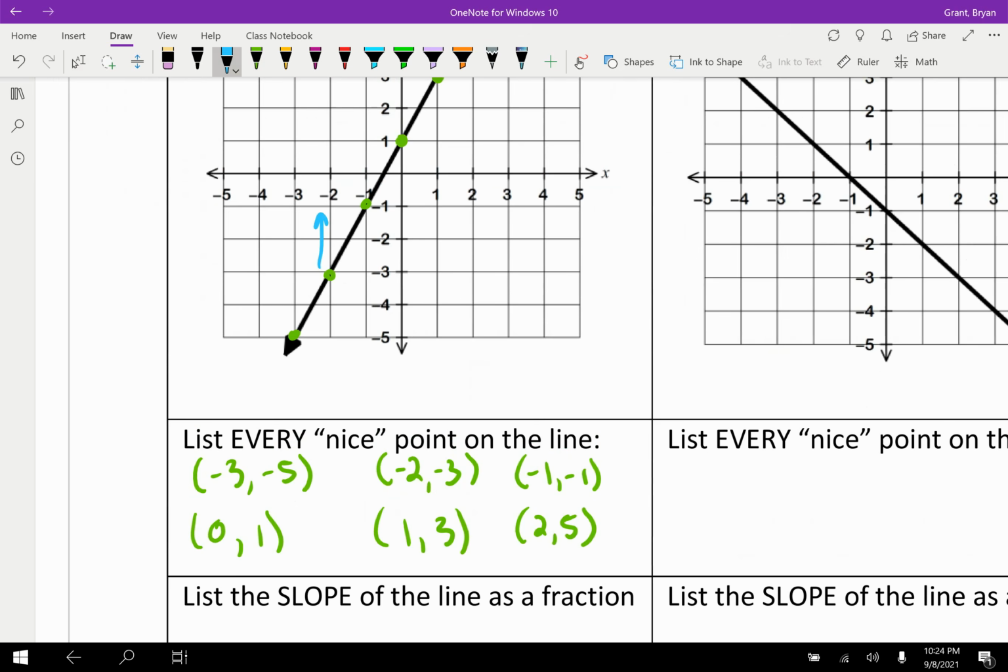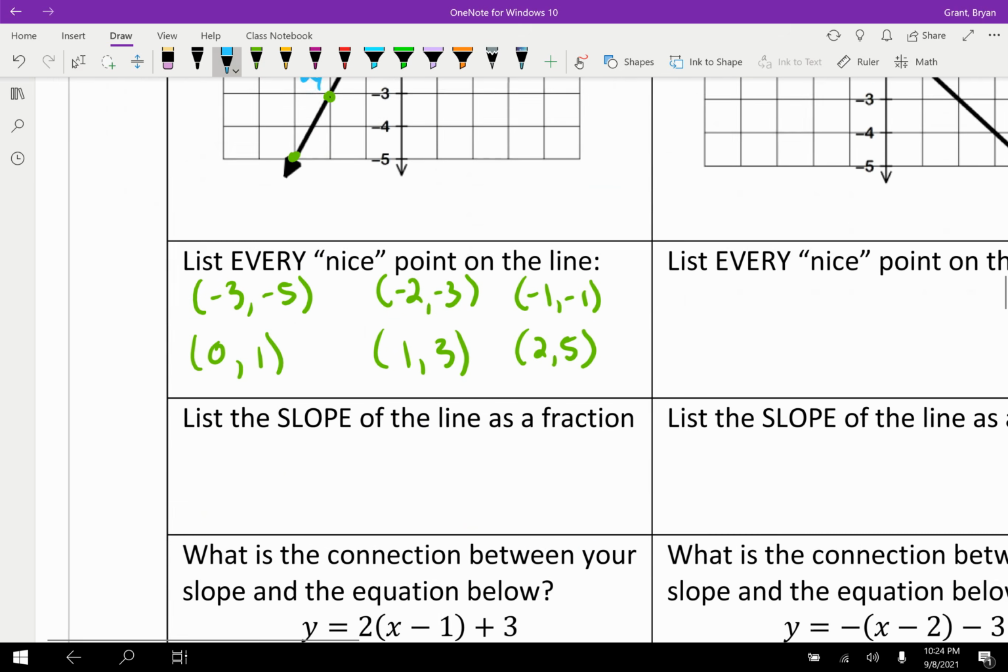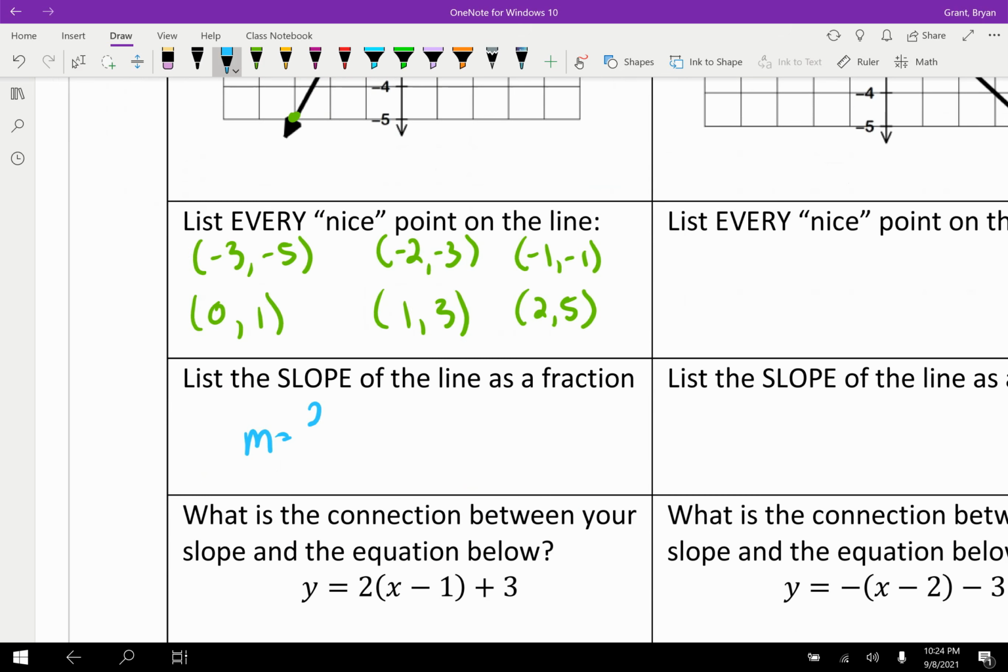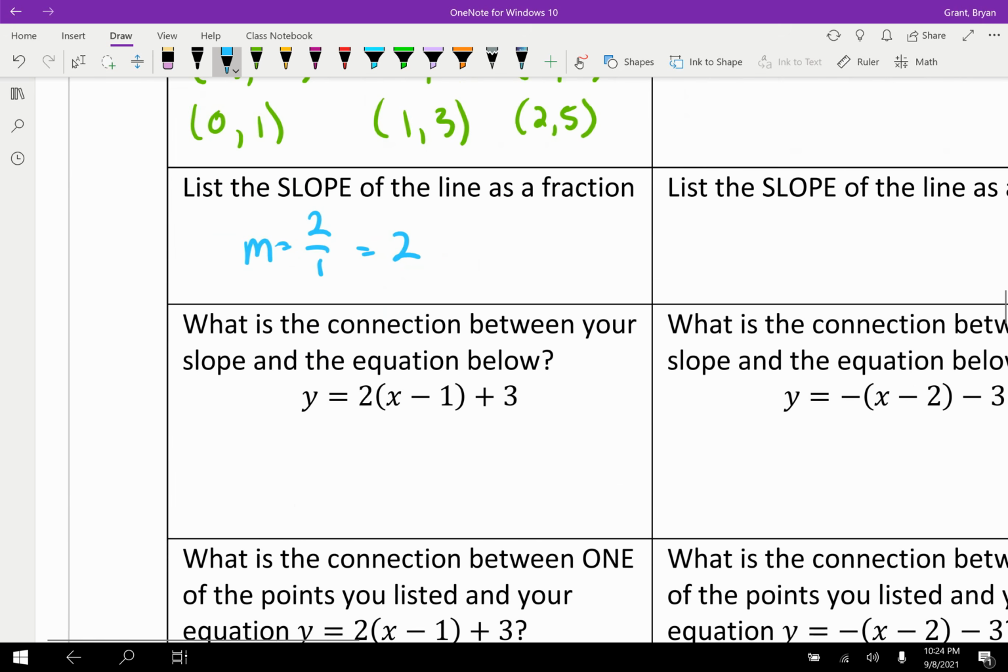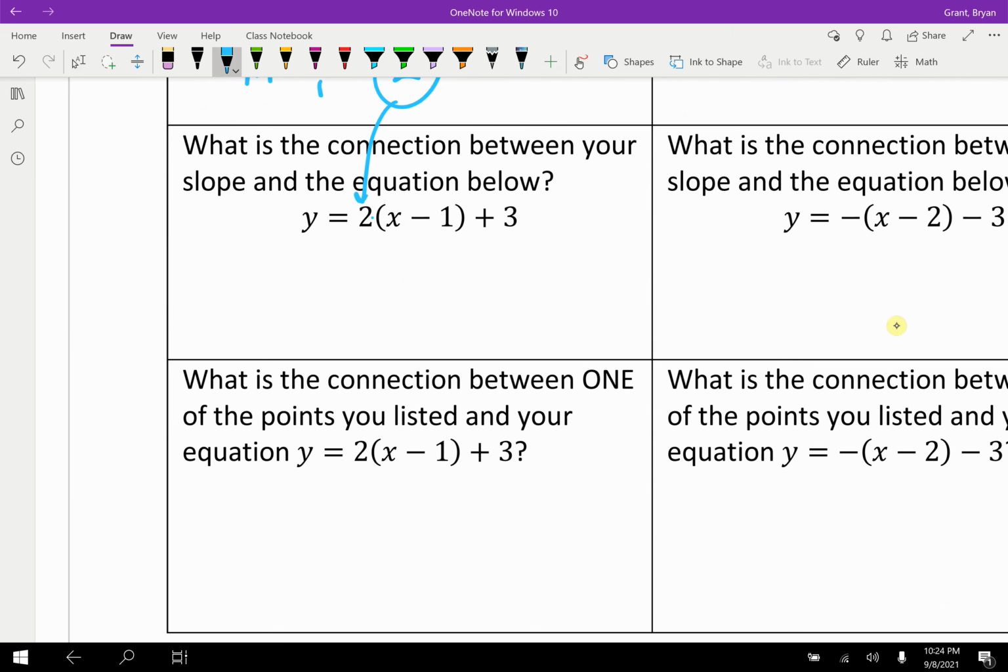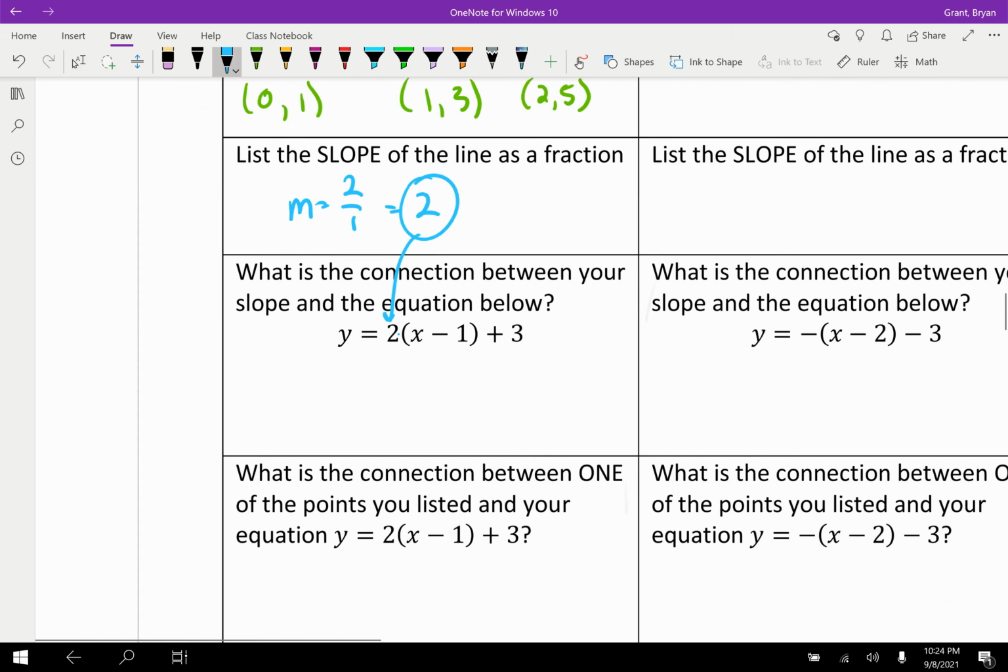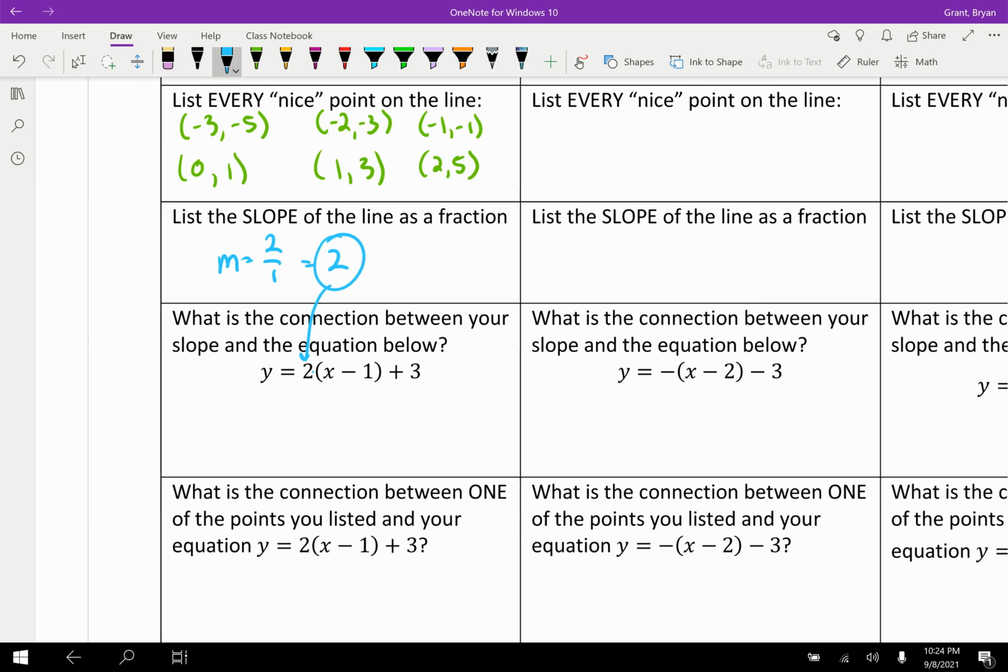Slope-wise, it looks like we're going up 2 and over 1. So my slope is up 2 over 1, or just 2. Let's make these connections. What is the connection between my slope and the equation below? Well, it looks like there's a 2 that's multiplying outside the parentheses. Okay. What's the connection between one of the points you listed and your equation? Well, looking up here, I don't see a 5 in my equation.